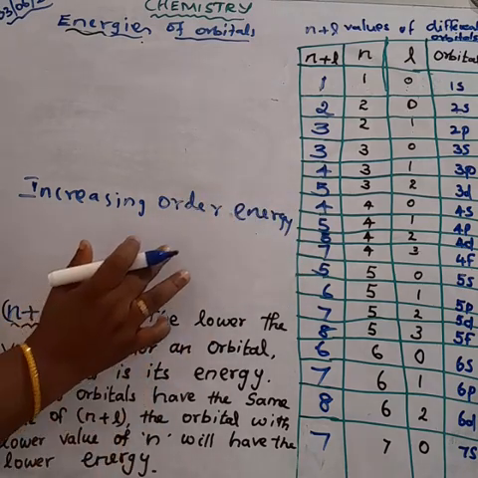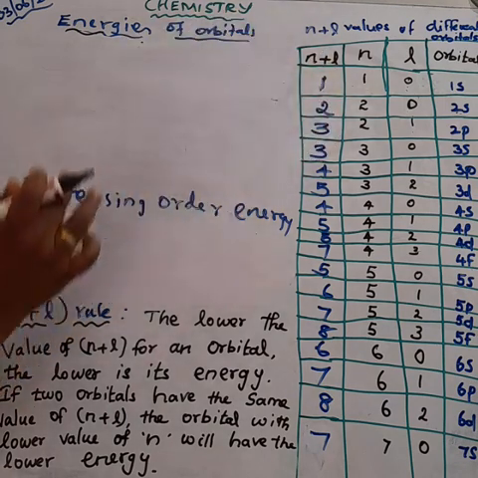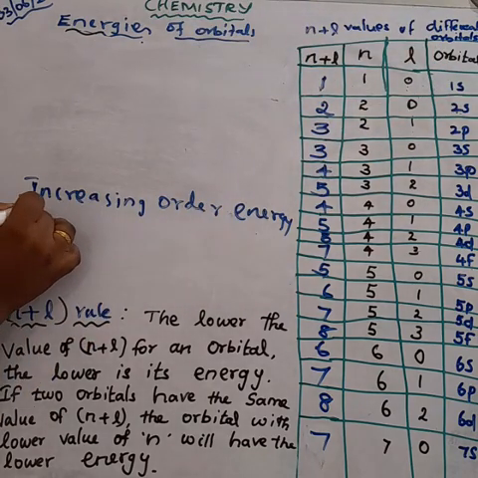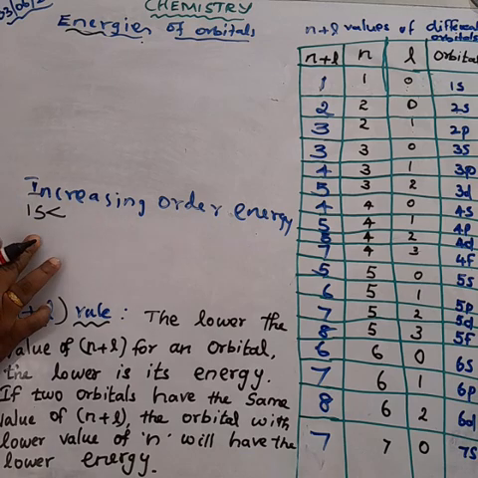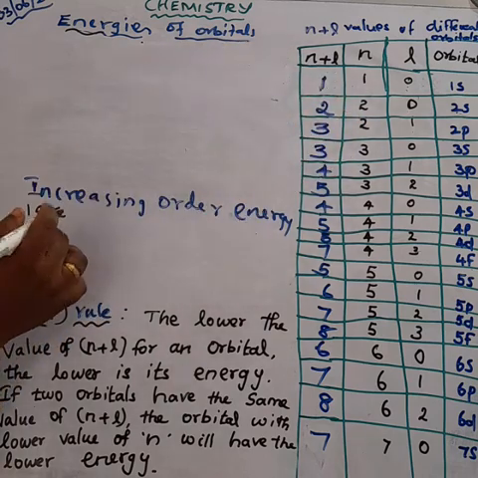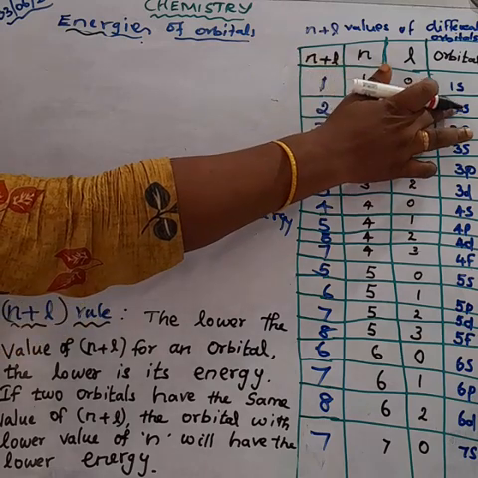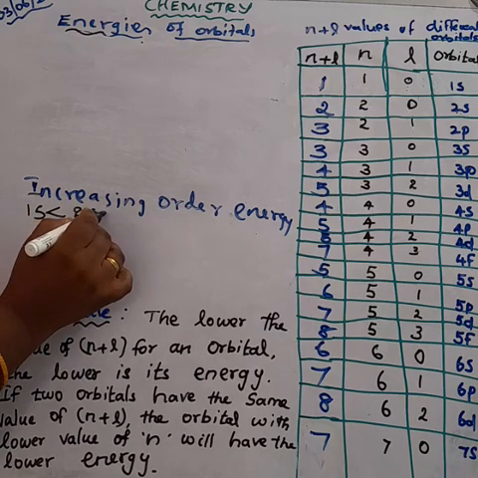Here, see, when we look at all these values, which one is the lowest value? 1 is the lowest value. Okay, so what is the orbital? 1s. So we can write 1s. It is a very, very low energy orbital. 1s is less than, after that, second n plus l value 2. How many 2 values are there? Here only one 2 value. So we can write 2, what is the orbital? 2s. Okay, 1s is less than 2s.